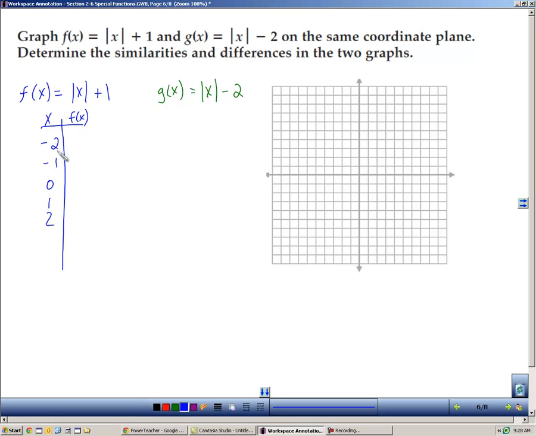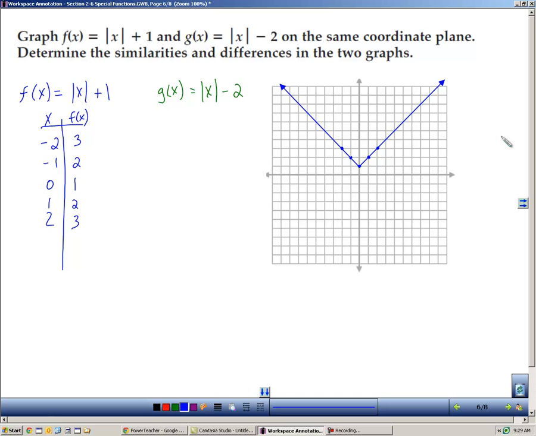So we're going to build our function by looking at 5 of these ordered pairs. The absolute value of -2 gives me a +2, plus 1. Absolute value of -1 gives me a +1, plus 1 is 2. 0 gives me a 1. So if you plug in those values, those are the f of x values that you get. So we're going to graph that.